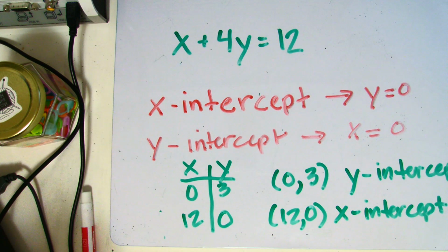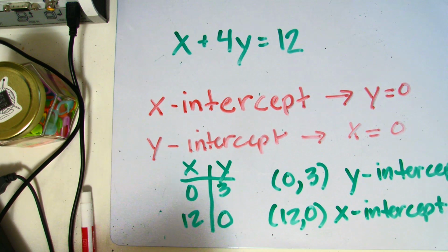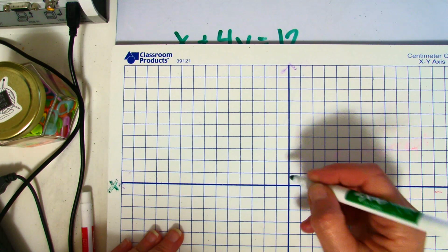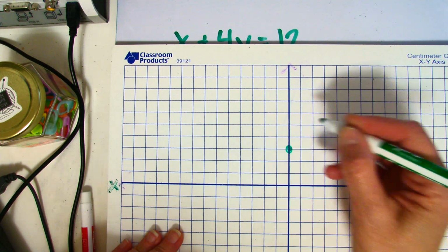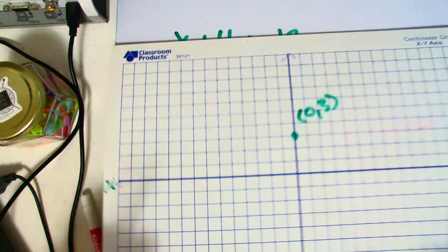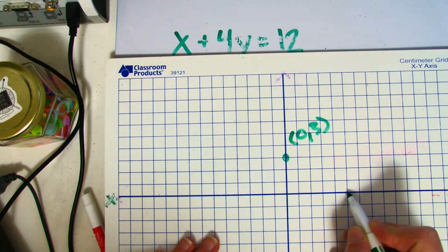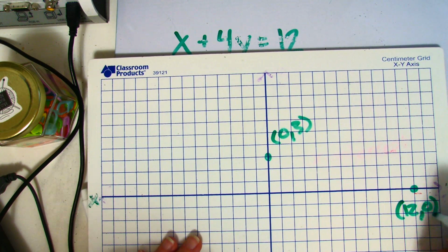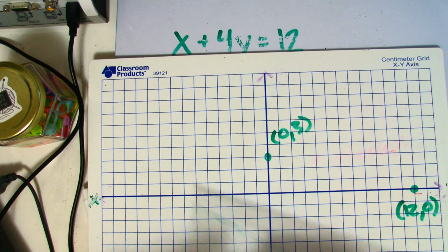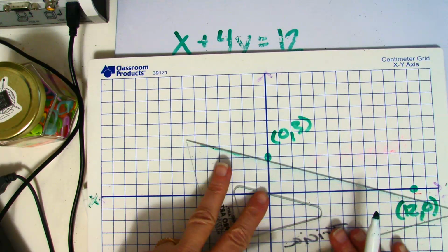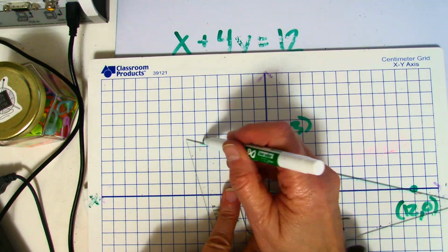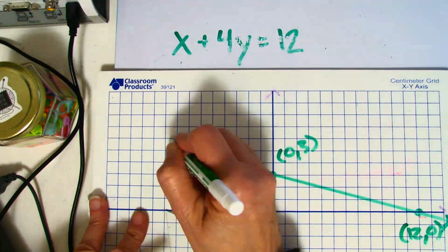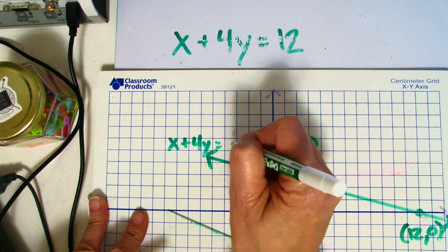I can now graph these two intercepts to create a line. 0, 3 is actually going to be here. 0, go up 3. And 12, 0 is going to be here. Now that I have 2 points, I can connect those points into a line, or make a line from those 2 points. And again, my line formula was x plus 4y equals 12.